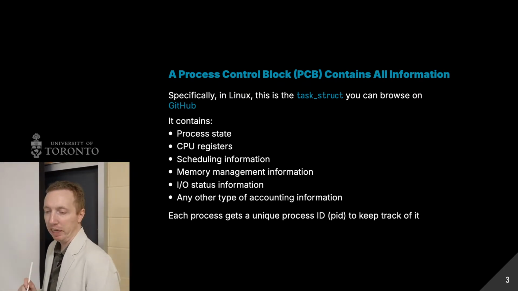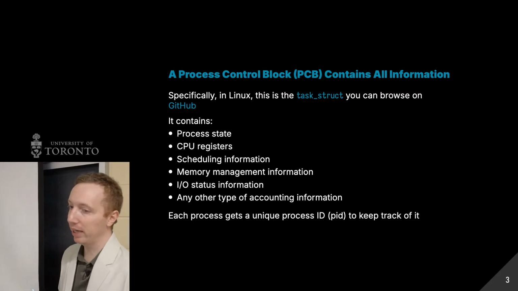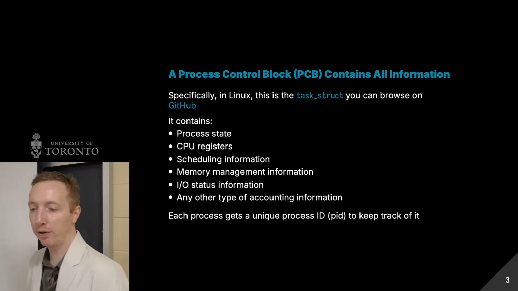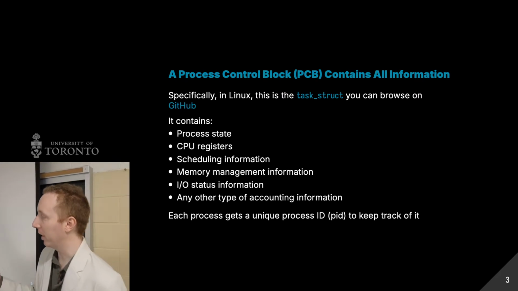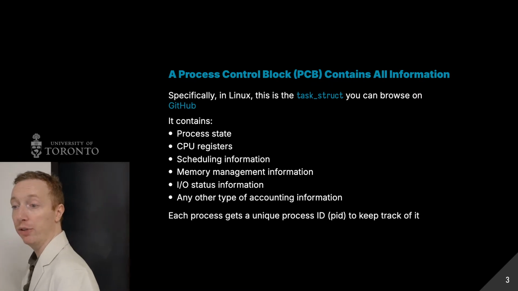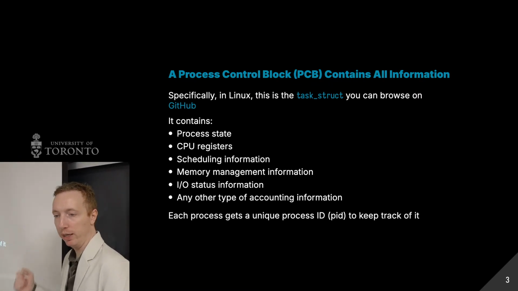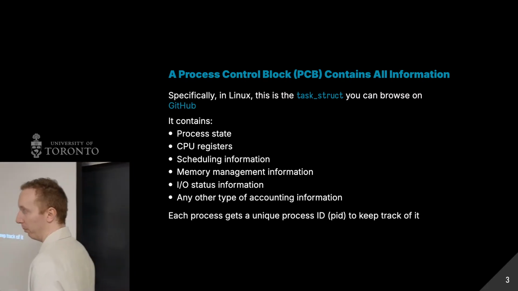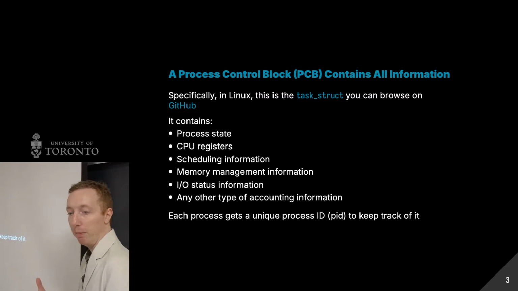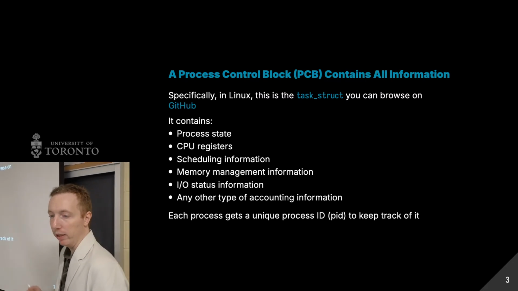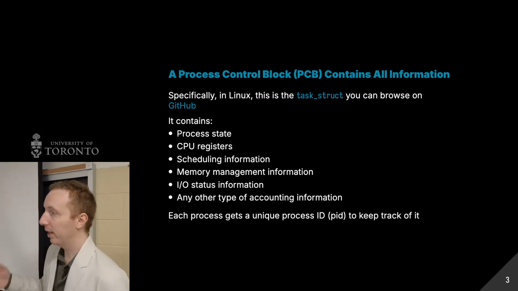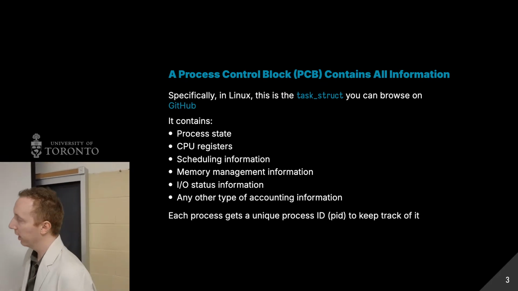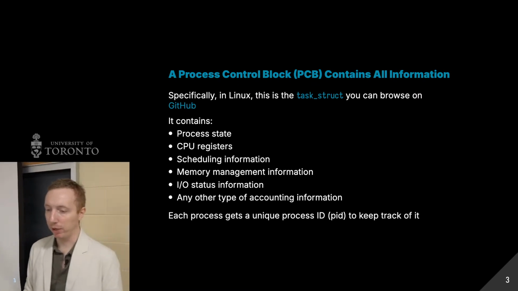All we really care is that it contains some process state, saves the CPU registers, so like a copy of those virtual registers, has scheduling information, like when this process should actually physically run on a core, which we'll get into a bit later in the course. Memory management information, so what its virtual memory is mapped to in physical memory. Again, topic later in the course. I/O status information, so if it's reading or writing from a file or a network connection or something like that, and lots of other types of boring accounting information.